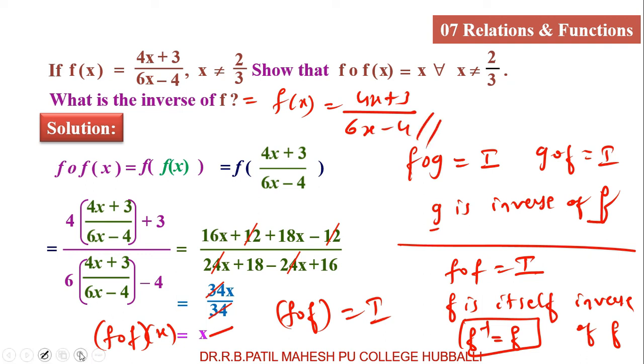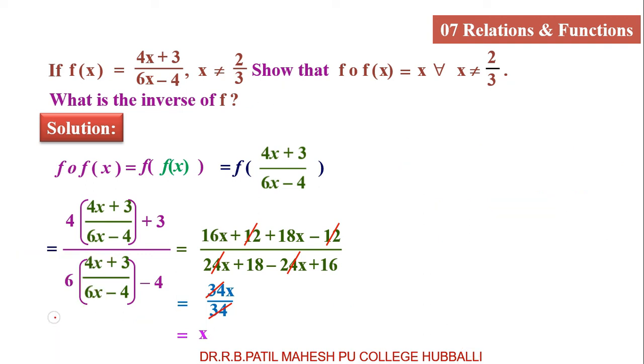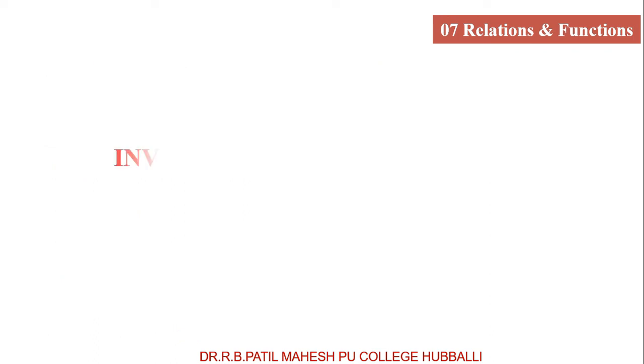The inverse of this function is the function itself. So f composition f is the identity function and f inverse is equal to f. That is all I explained. Hope you followed this question. So the next discussion is very important.